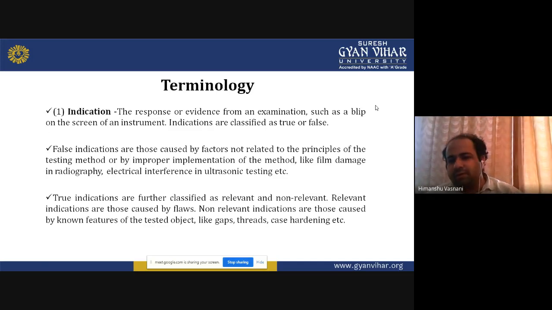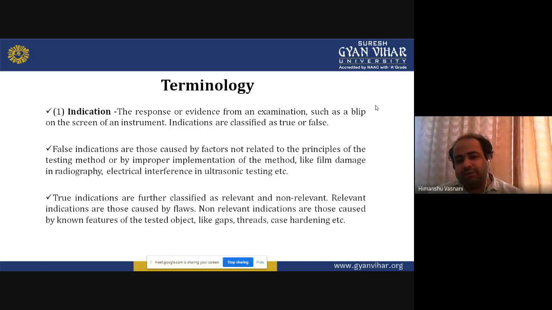somehow due to improper implementation or any mistake in the testing. Like if you go for magnetic particle testing, you have taken the wrong magnetic particle, or in ultrasonic testing, instead of sound there is some electrical interference, or in radiography the film is damaged. These things will be shown on the screen, and these are the false indications, which are not related to the testing technique. There is a fault, you have to improve them, so these should be known to you.